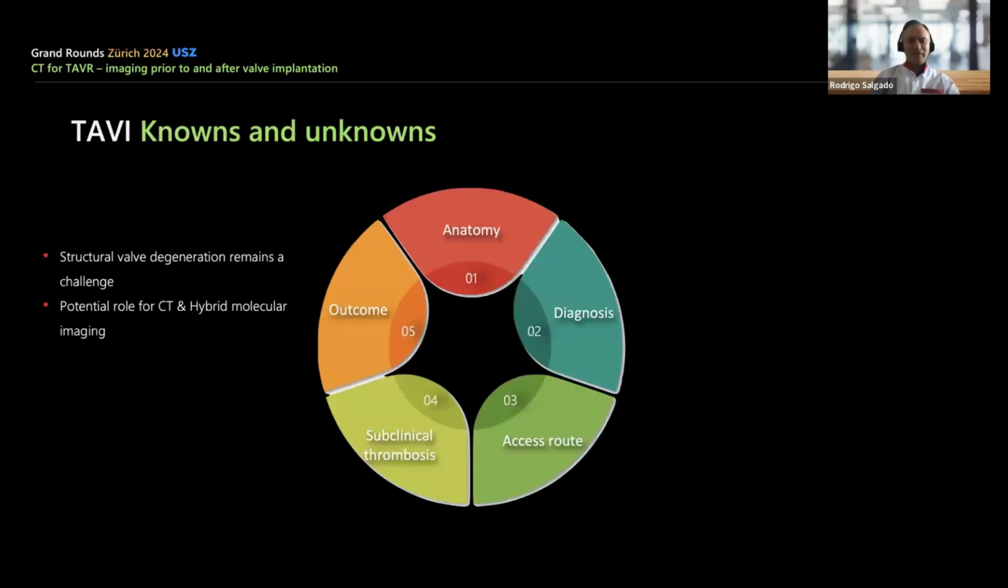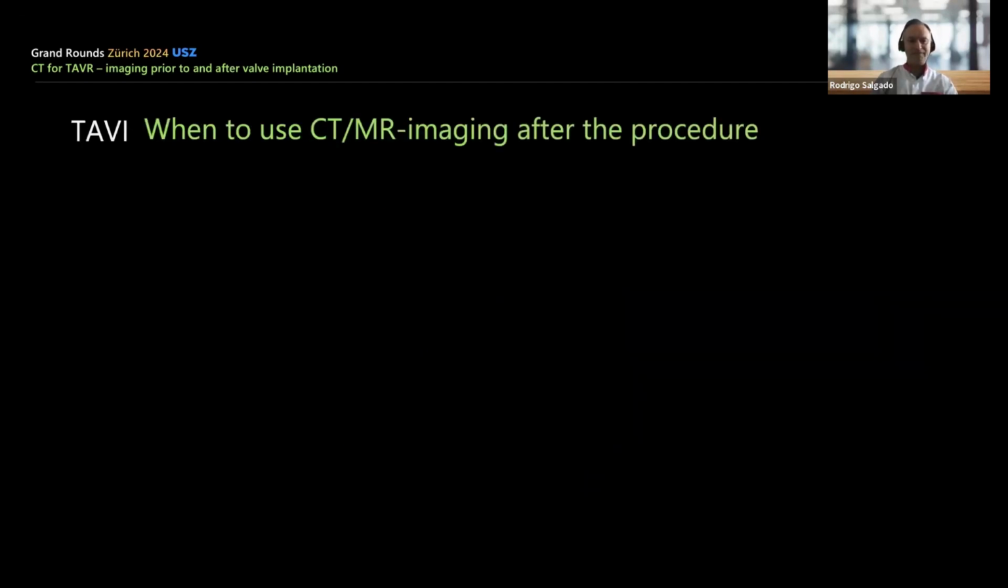So I would like to finish this circle with the outcome. I think that structural valve degeneration remains a challenge, but we are quite optimistic based on recent trials. And maybe there is a potential for CT and hybrid molecular imaging in the future in trying to detect this degeneration in time in order to prevent further progression.